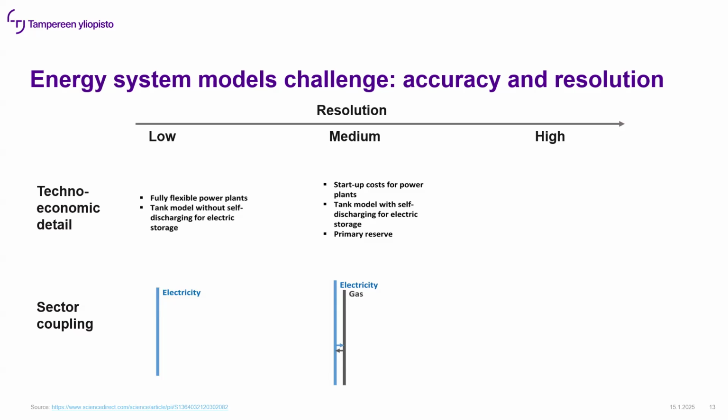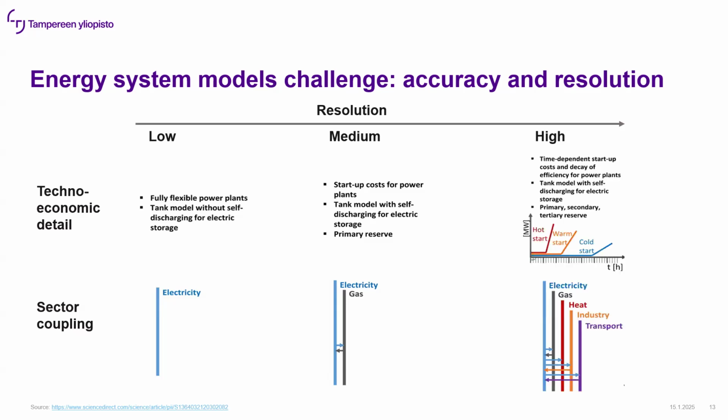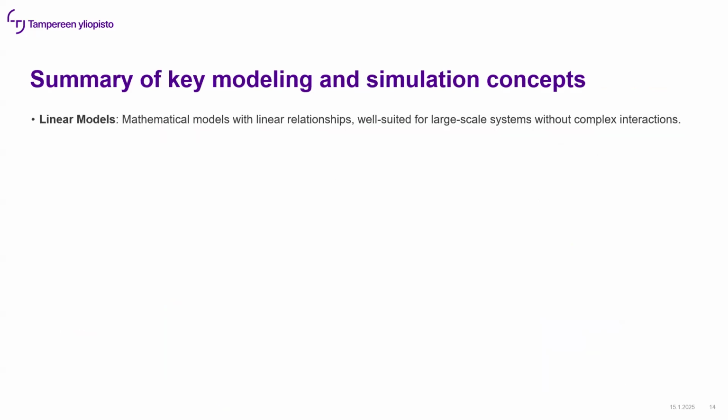Yeah, and then you might take into account more sectors in your models. And then you start incorporating these primary, secondary, tertiary reserves. You have a hot start, warm start, and cold start in your power plants, in the dispatchable power plants. And then you incorporate all of these different kinds of sectors into the model. So that's something about the resolution, modeling accuracy. And then we're going to go into these key modeling and simulation concepts.